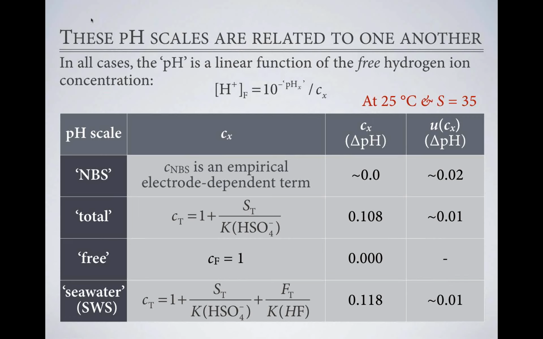The relationship to the NBS is an empirical electrode-dependent term. The software is based on an equation which was published, I think, around 1980, which referred to the electrodes that were being used then in the laboratories at Oregon State University, and it has a significant uncertainty associated with it. So that equation is also built into this software.